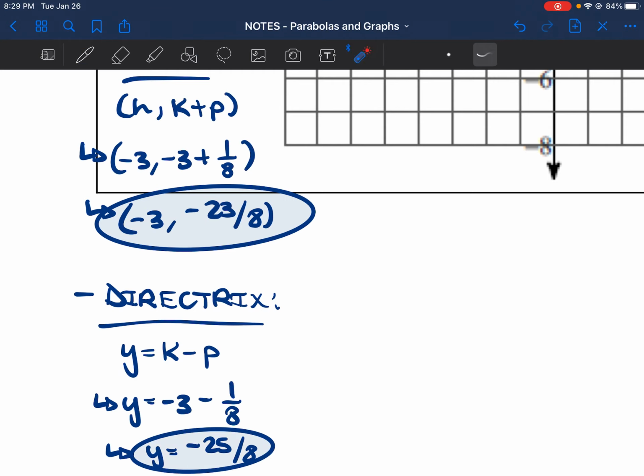And again, if you're having a hard time seeing where the -25/8 is coming from, change the negative 3 into negative 24 over 8, get a common denominator of 8, then negative 24 over 8 minus 1 over 8 is negative 25 over 8. For the remainder of this video, I'm not going to explain that process of combining the fractions. I'm just going to write the simplified fraction.